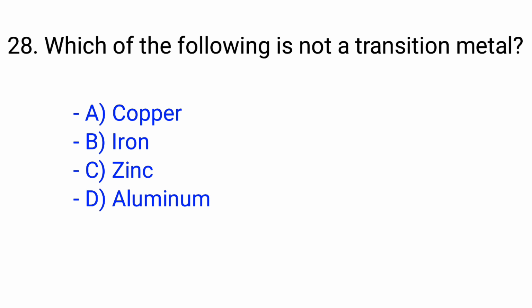Question number 28. Which of the following is not a transition metal? Option A. Copper. B. Iron. C. Zinc. D. Aluminium. The correct option is option D. Aluminium.